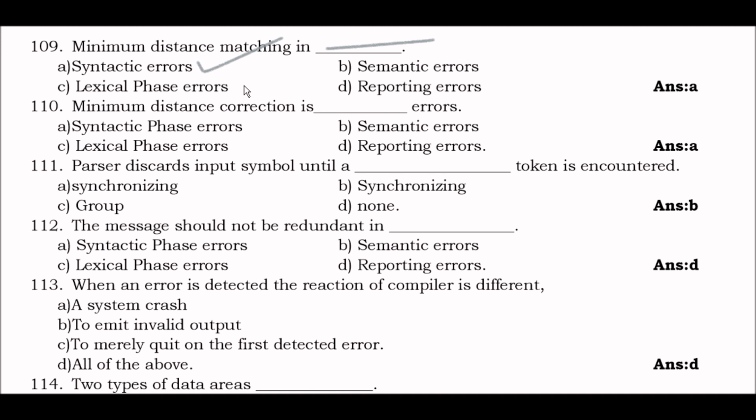Next question. Minimum distance correction is for syntactic phase errors. So the right answer is option A. Next question. Parser discards input symbol until a synchronizing token is encountered, option B. Next question. The message should not be redundant in reporting errors. The right answer here is option D.